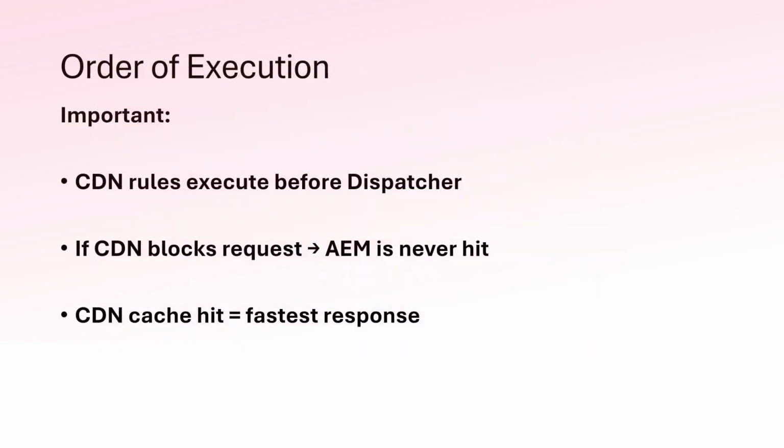In AEM as cloud execution order matters. CDN rules run first before the dispatcher since CDN is front-facing, then dispatcher. If a redirect is triggered, request never hits dispatcher. If an IP is blocked, AEM is never reached. If content is cached, response served instantly. Only if there's a cache miss at CDN does the request reach dispatcher and publish. This layered approach improves performance and security.